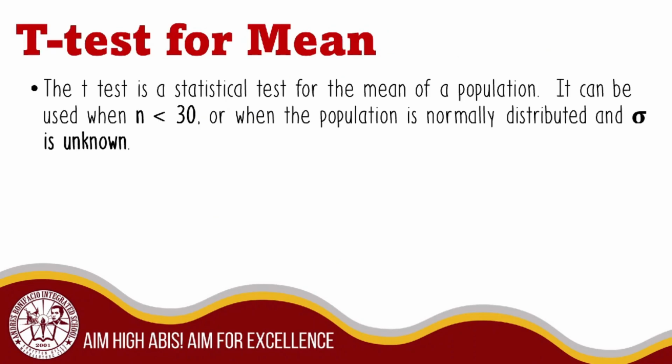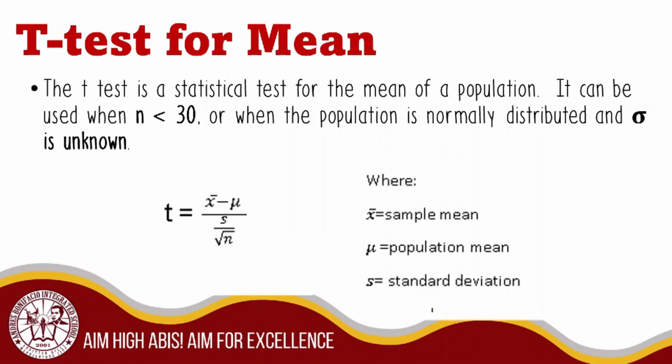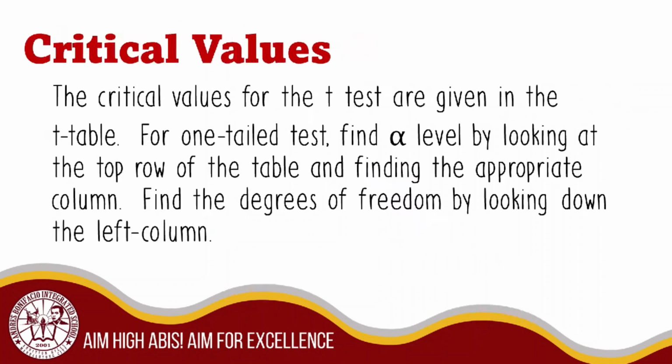So we have the t-test for mean. The t-test is a statistical test for the mean of a population. It could be used when n is less than 30 or when the population is normally distributed and the variance is unknown. We have here the formula in solving the t-test. We have t equals the sample mean minus the population mean all over standard deviation over square root of n. Okay? So the critical values for the t-test are given in t-table.